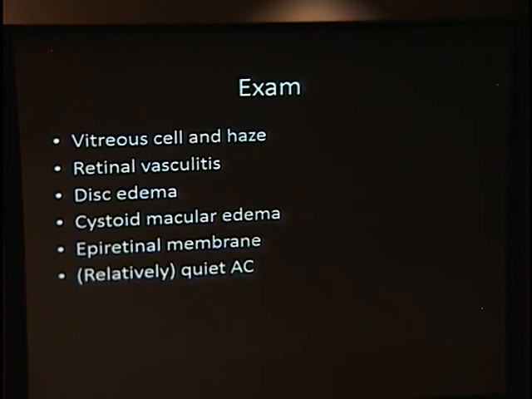Also on exam, you'll often see vitreous cell and haze. You can see a retinal vasculitis. You can see disc edema and macular edema. So that macular edema might be related to that old BRVO, but it might actually be related to her diagnosis of birdshot. That's sort of up in the air. You can find epiretinal membranes in these patients pretty often. And I say a relatively quiet anterior chamber because you can have half to one plus cell in the anterior chamber in these patients. That's not a rule. But if your patient has a few cells in the anterior chamber, that does not rule this diagnosis out. They can have a little bit of inflammation anteriorly.